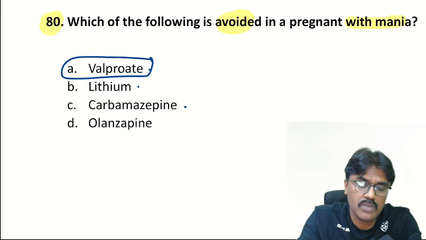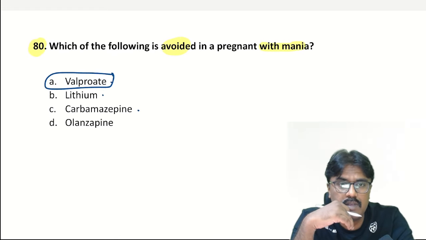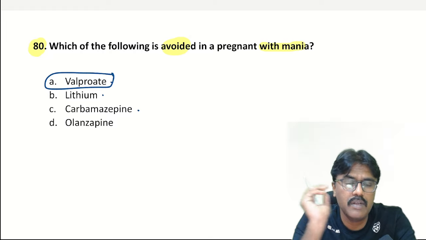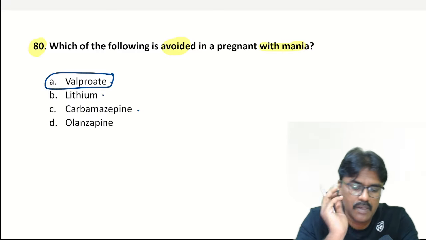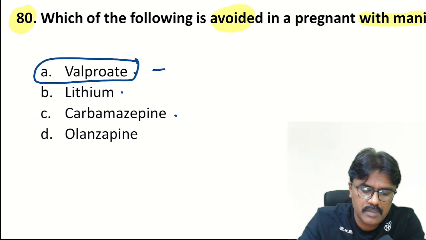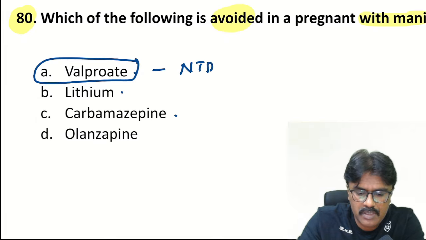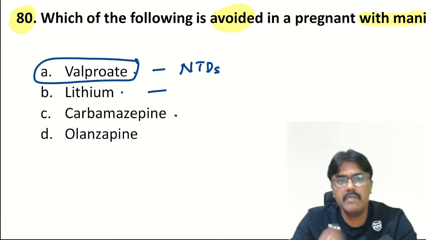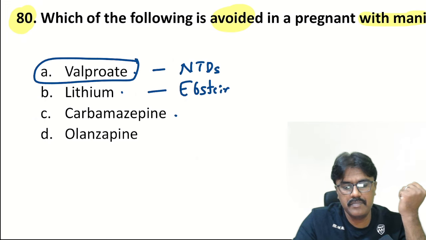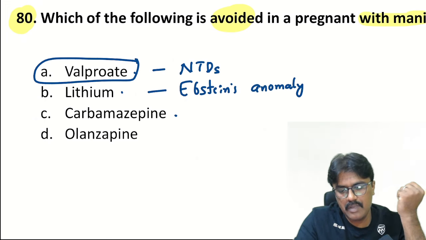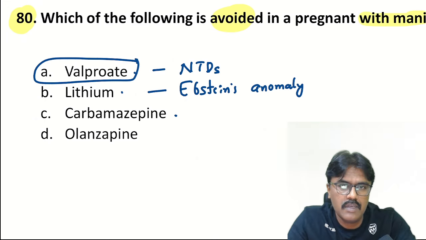Suppose I change the question, which one will you choose among the four? I will go for an antipsychotic like olanzapine. That is safer. What is the problem with valproate? It causes neural tube defects. What is the problem with lithium? It can cause Ebstein's anomaly. It's a cardiac defect. Okay, so this is the reason.